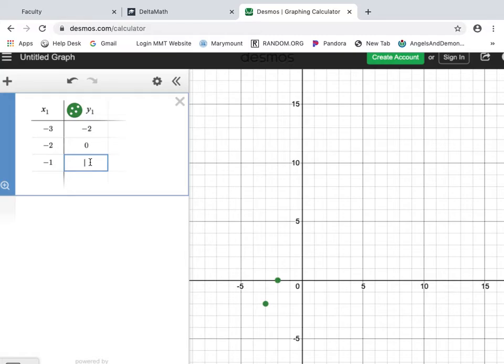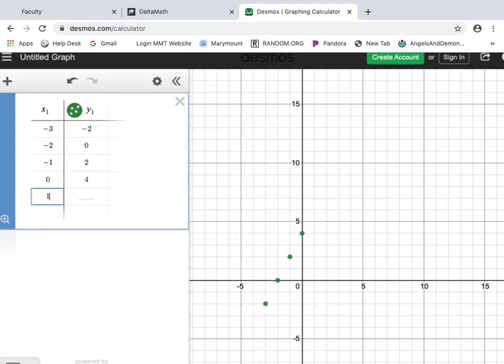All right, Claire and Grazia, f of -1 is 2. Okay. Danielle? 4. F of 1? 6. F of 2? 8.